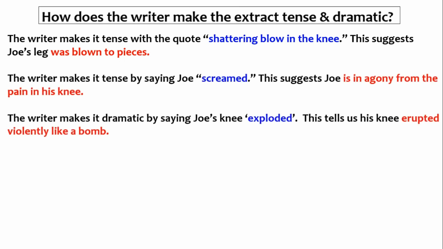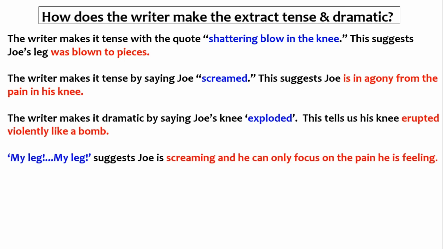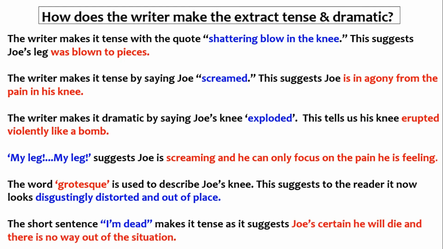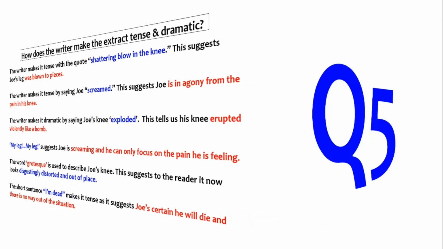I won't do these ones because I've done these ones. So I've also put "my leg, ellipsis, my leg". This suggests Joe is screaming and can only focus on the pain he's feeling because he's using repetition. I've put, later on in the article, it says his leg looked "grotesque". So I've put the word "grotesque" is used to describe Joe's knee. This suggests to the reader it now looks disgustingly distorted and out of place. And he also says in a short sentence towards the end, "I'm dead." And I put the short sentence, "I'm dead", makes it tense as it suggests Joe's certain he will die and there's no way out of the situation.